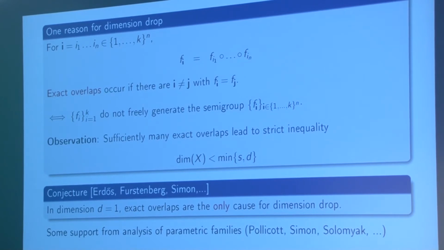And the evidence for this conjecture mostly comes from results in the 90s, which gave some support to it by studying parametric families of systems. It's very difficult to show for an individual system which has some overlaps that it has the correct dimension, but you can study parametric families and show that for most parameters, the corresponding self-similar set has the correct dimension. And so there are many such results.